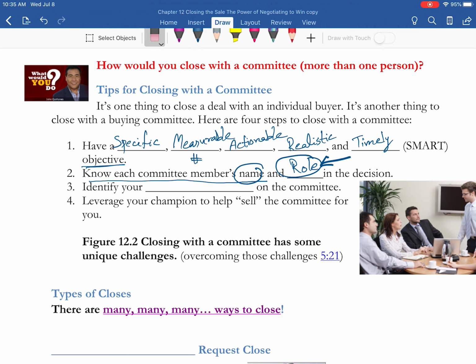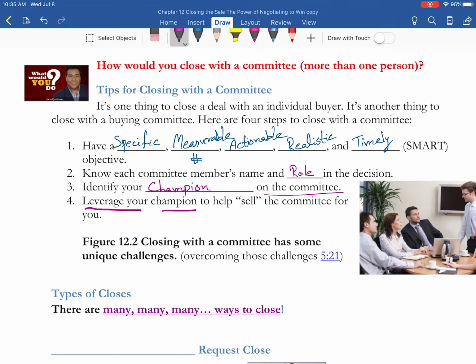And remember that not everybody is going to be supportive of your actions, okay? For instance, there will be one person who loves your presentation, okay, and they really want you to use the product that you are selling. So that means that's your champion. That's the person that's going to talk very good about your product to their colleagues. So you have to ask yourself, who is that champion and how they can help you sell more to the company. That is the key thing, and that's the 4th step that's given here. Leverage your champion to help sell the committee for you.